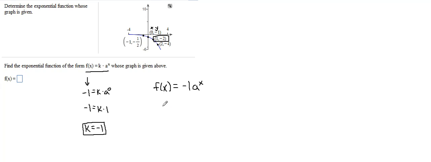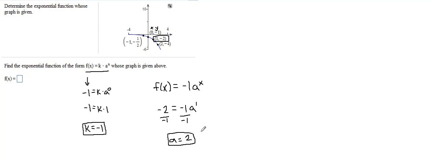So I'm going to put -2 in the f of x spot, because that's our y, and I'm going to put 1 in our x spot. So now I can divide both sides by -1 to find out that a to the 1 power, well, 1 power just is a, equals 2, because -2 divided by -1 is 2.